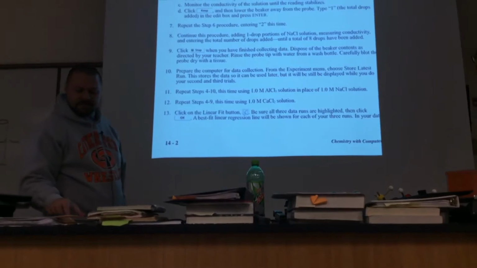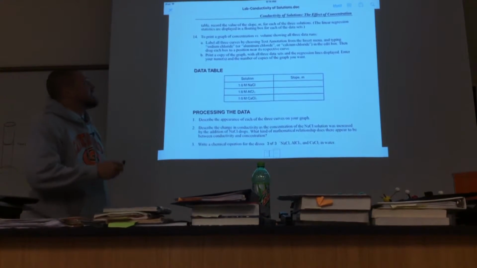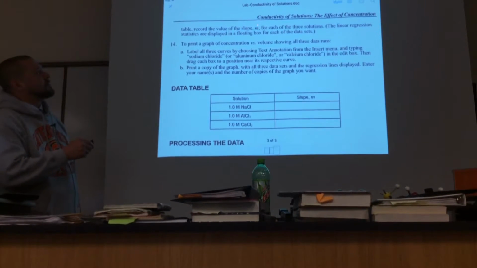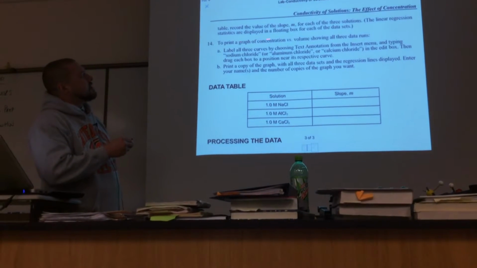All right. Then these data tables are going to pop up when you do that. And in that is going to be the value for the slope. You're not even going to have to calculate it. It's just going to be right there for you. And then you're going to need to print a graph off.